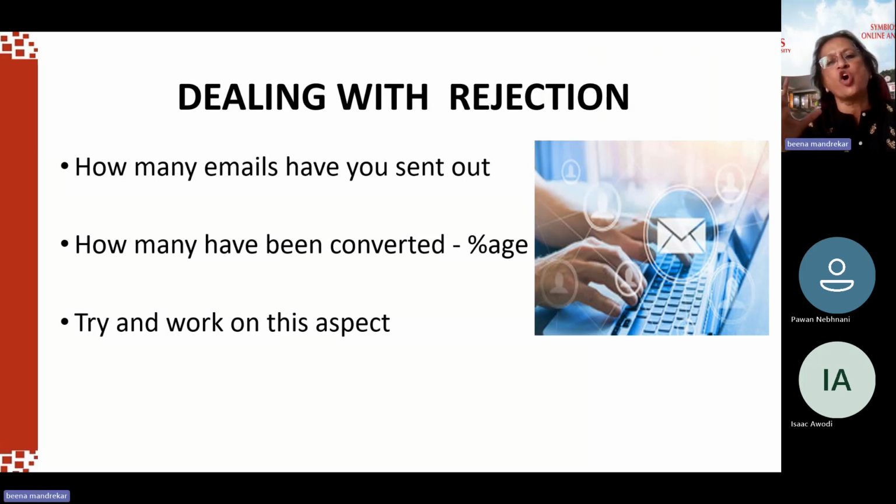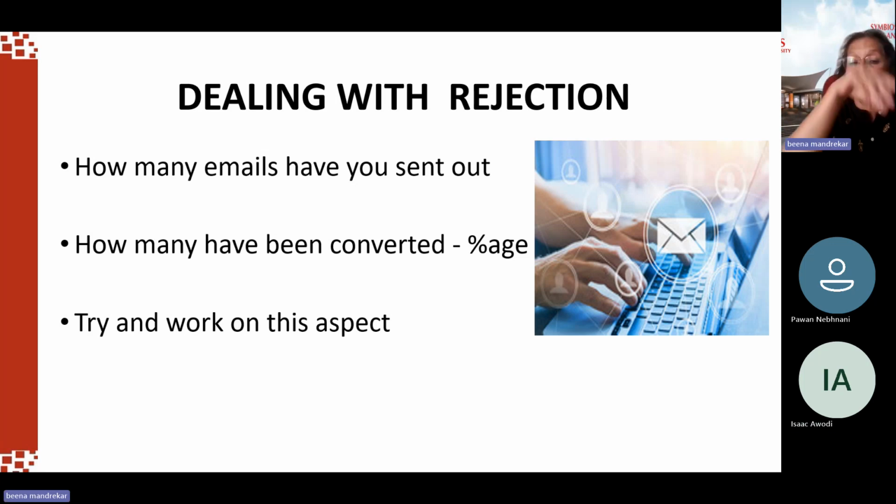Take stock of what you have sent out. How many have been converted? What is the percentage? Try and work on this aspect. You see, everything is not meeting face to face. Sometimes you send an email.